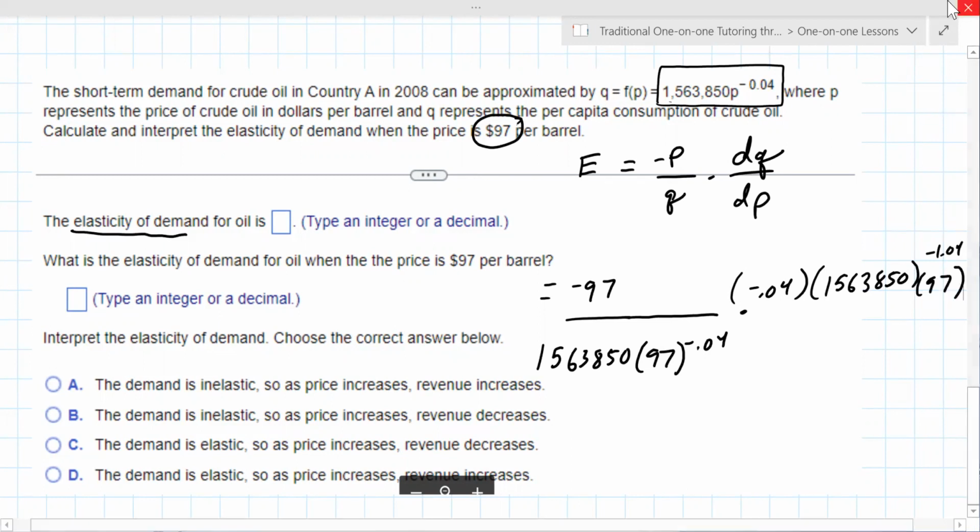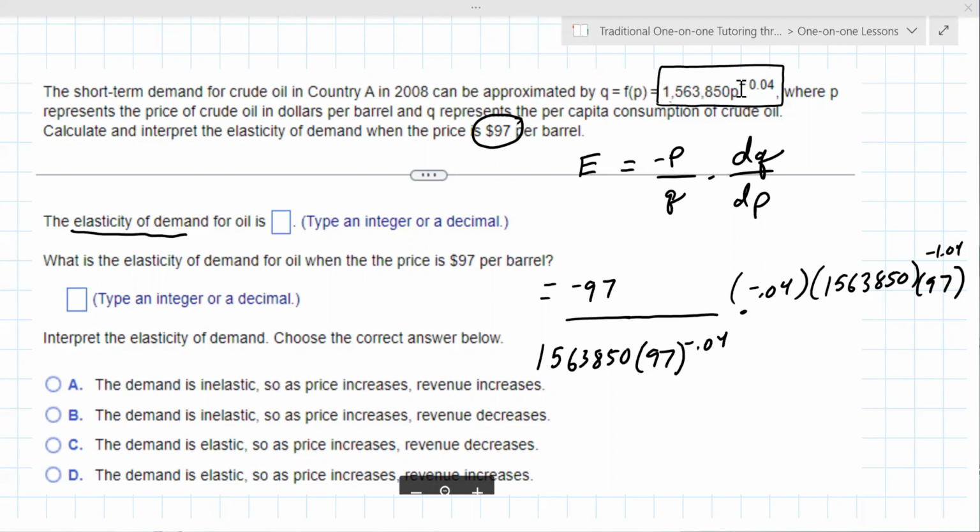So what I tell students is to evaluate them all separately, rather than trying to do everything at once, because it is kind of a lot here. So price is 97, and then Q is when you plug that 97 into the f of P up here.